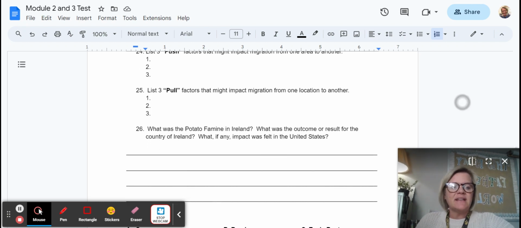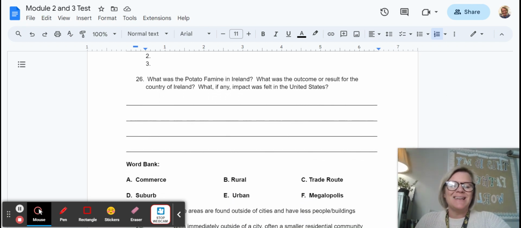Number 26, if you look carefully at number 26, there are 3 questions in that. So make sure you answer, what was the potato famine, not farming, famine in Ireland? What was the outcome? What happened because of this famine in the country of Ireland? And how did that impact the United States? So make sure you answer all of those in complete sentences. And you can combine them, but make sure that they are all addressed.